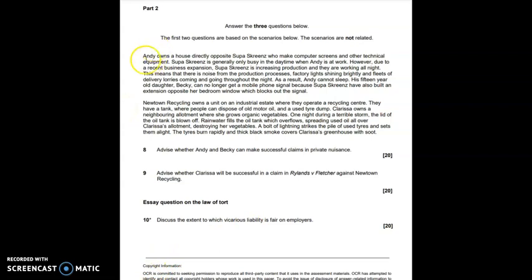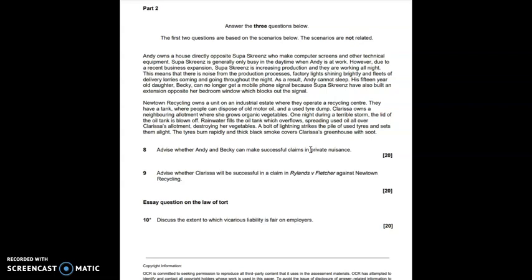Look at our options here on part 2. The first scenario, advise Andy and Becky on private nuisance. And this is your sort of classic scenario where Andy owns a house opposite a place that's using noisy equipment, and it's keeping him up at night. He's being affected by factory lights, delivery lorries, and the daughter can't get a mobile phone signal. So you'd need to apply the law on private nuisance there.